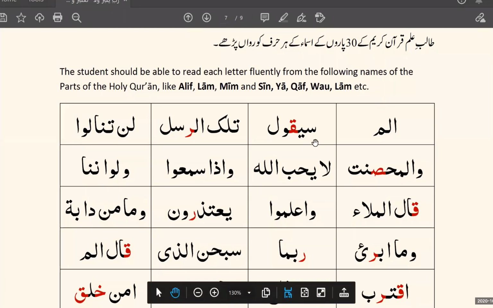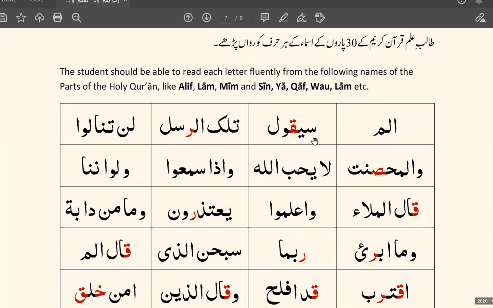So start again. Sin, ya. Ya, two seconds, like father. Ya, two seconds. Qaf. Waw. Lam. Ta. Now ta, two seconds, not more than that. Even in the Quran, where strokes are there, it's not more than two counts. Okay, two seconds, two counts.